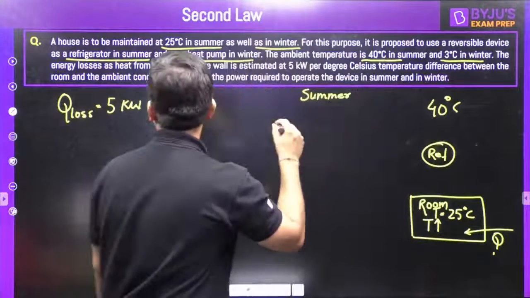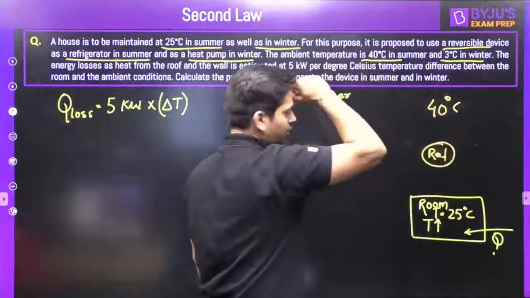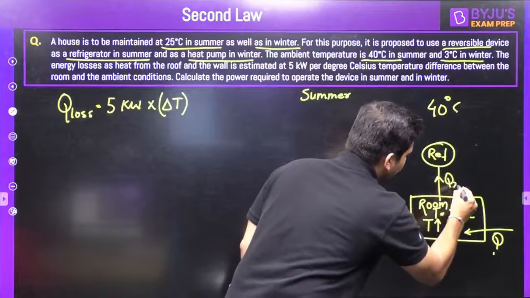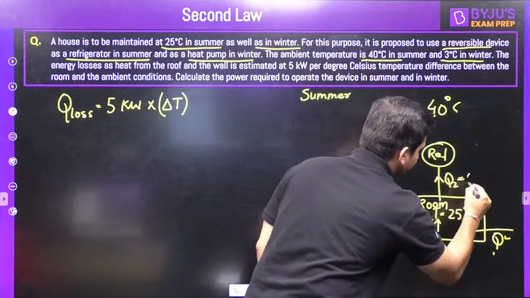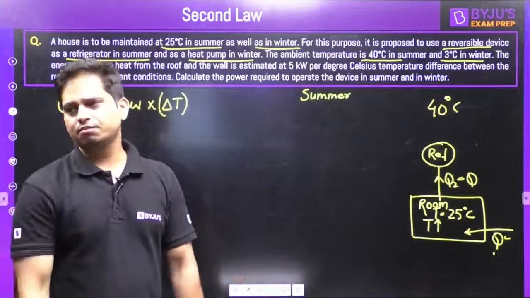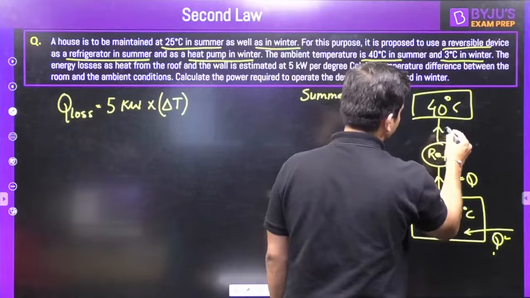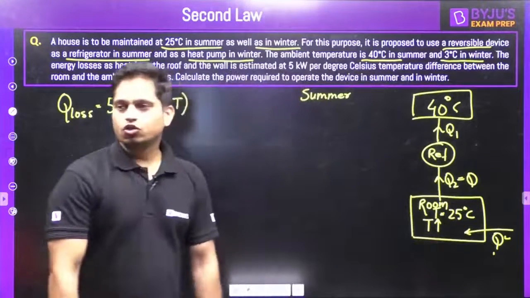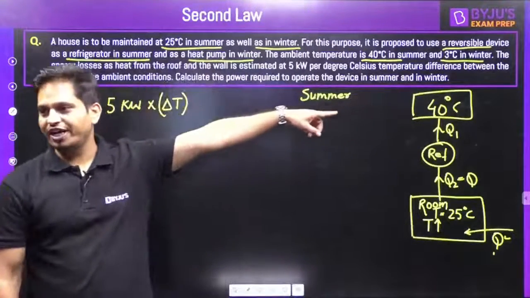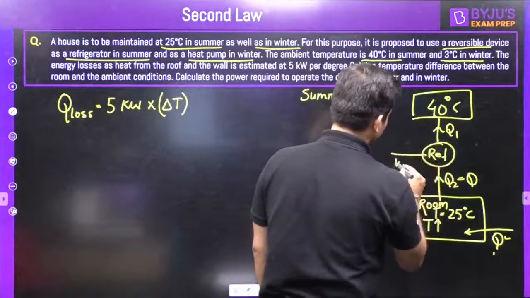Reversible refrigerator. Okay. It is a reversible device. And I'll continuously remove this heat Q2, which is equal to this Q. Where will I remove this? To surrounding. I have to remove this to surrounding. Because I have to transfer heat from low temperature to high temperature, I have to provide work.